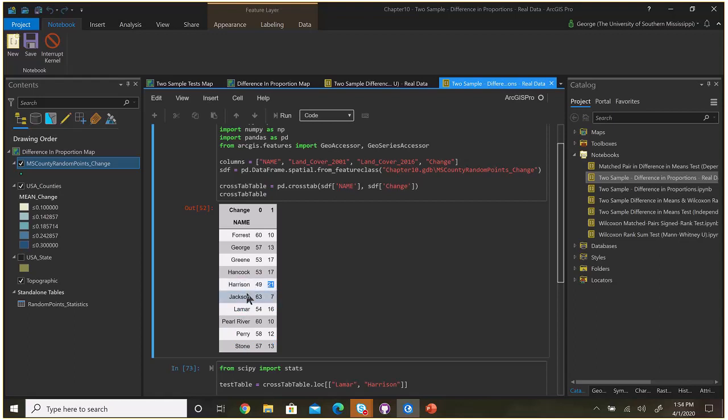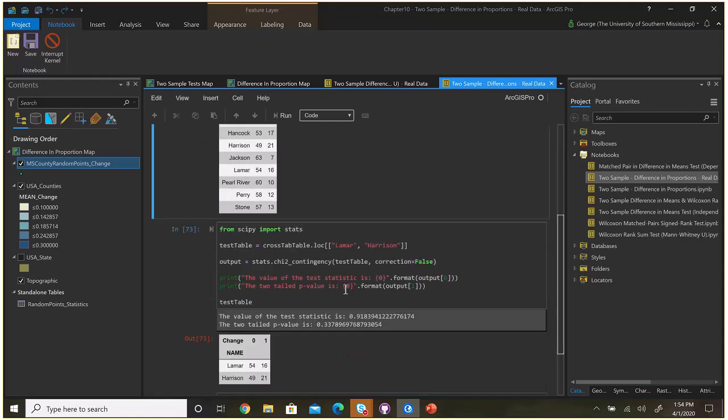So what if we want to ask if those two are different? What I actually posed here is that I want to find out if Harrison is different from Lamar County in terms of the land cover change between 2001 and 2016. Both Lamar County and Harrison County experienced some growth in those time periods, but did that influence the proportion of land cover change?